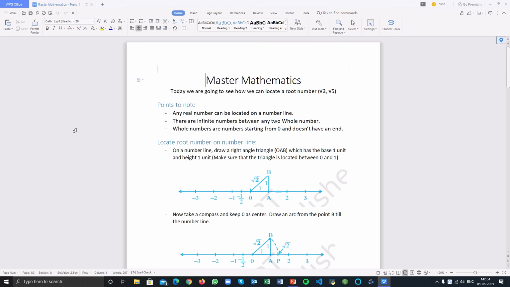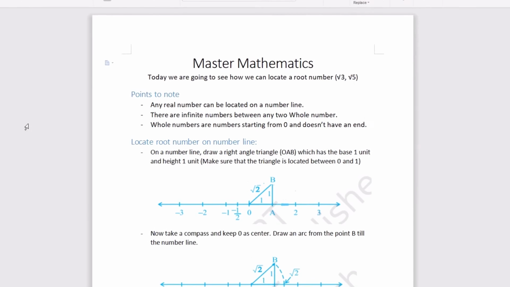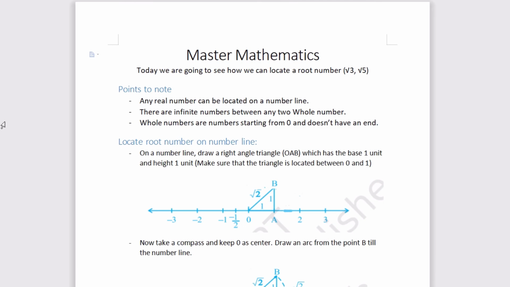So the new topic is that we have to locate some root numbers on a number line. So for example, take root 2, root 3, root 4. These are root numbers. So root 4 is easy, it's just 2, but what about root 2? So it's tough, right? So there we go with an easy method in this video.